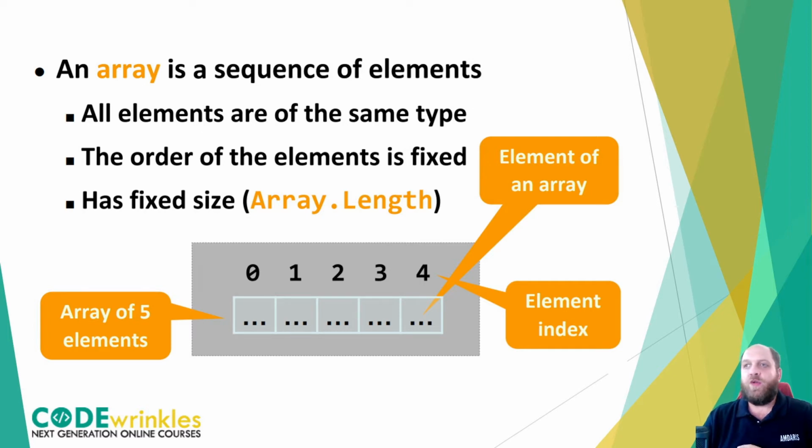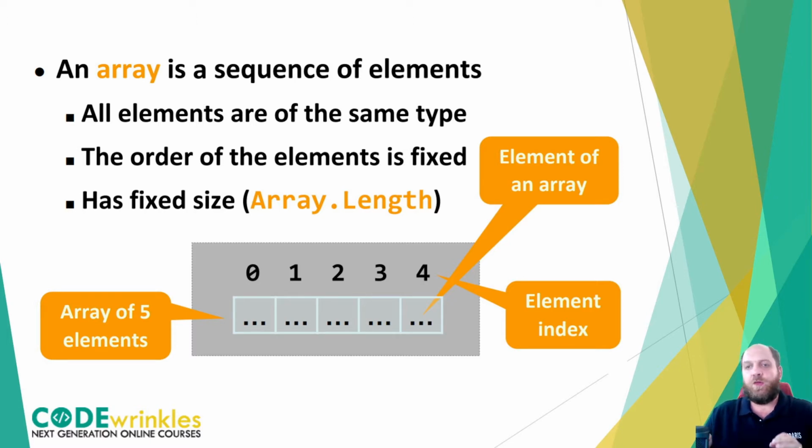Then one other very important aspect of an array in C# is that the order of the elements is fixed. So we have all the elements in a certain order, which means that we can actually access them by their index. And then another third very fundamental part about an array in C# is that it has a fixed size. So when we declare an array, it is important to specify the size of the array, as we will see right when we jump into coding in a few minutes.